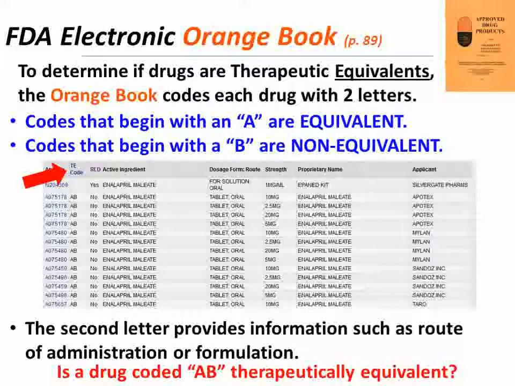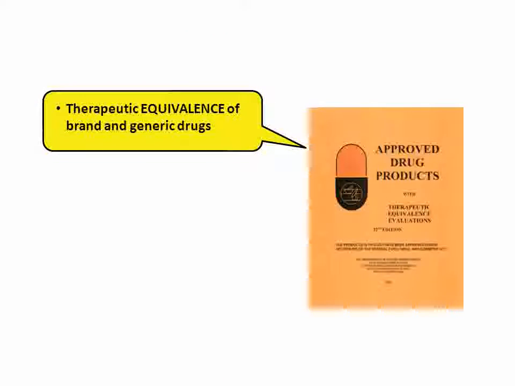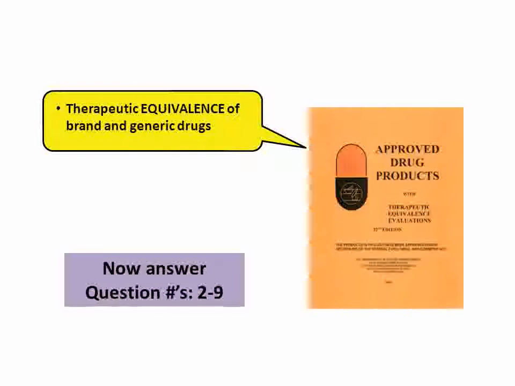In this case, all of these start with the letter A. All of these drugs are therapeutically equivalent. So in a nutshell, the Orange Book tells us the therapeutic equivalents of brand and generic drugs. Now take a moment and see if you can answer question numbers 2 through 9 on your Chapter 4 handout.